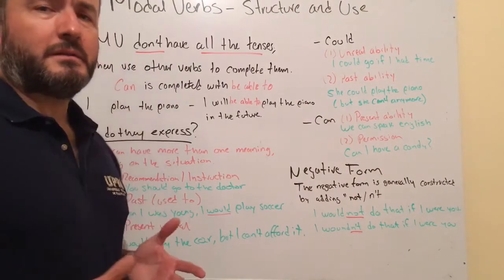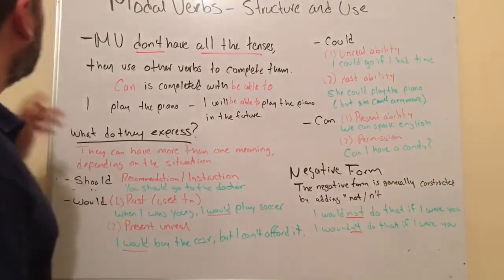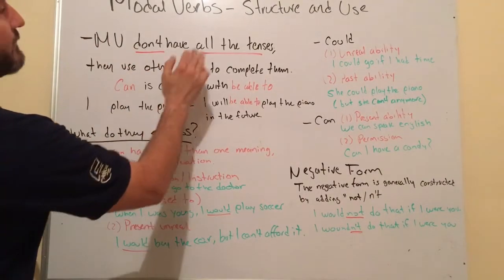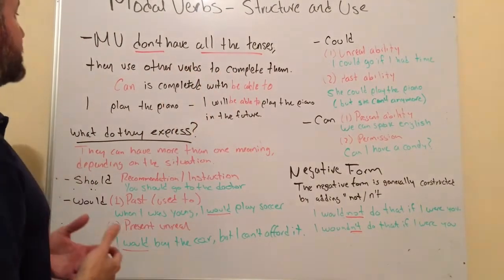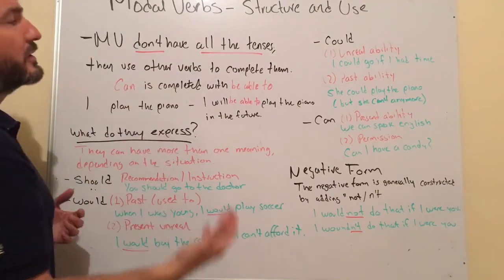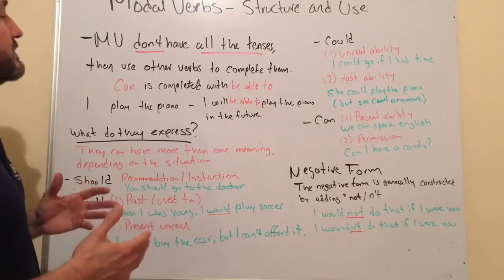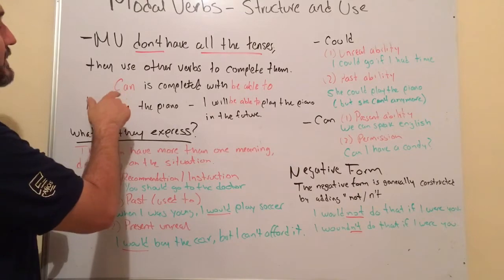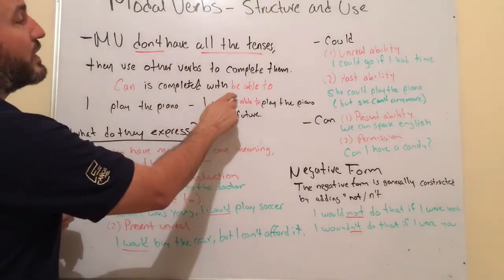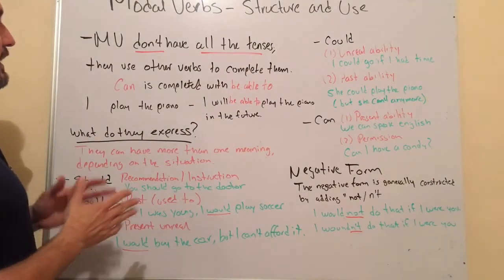Okay, we'll continue explaining the main characteristics of the modal verbs. Here we see that modal verbs don't have all the tenses. What happens is they use other verbs to complete them. For instance, we have the modal verb can, which is completed with be able to. And we have an example here.